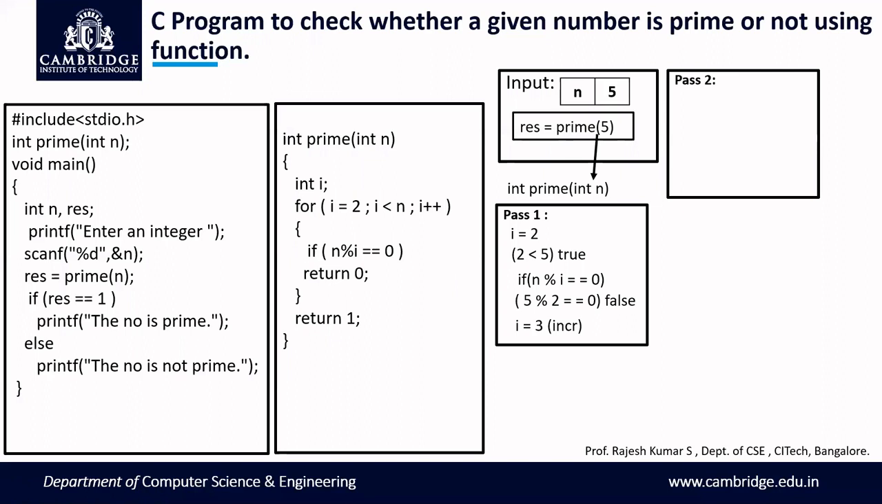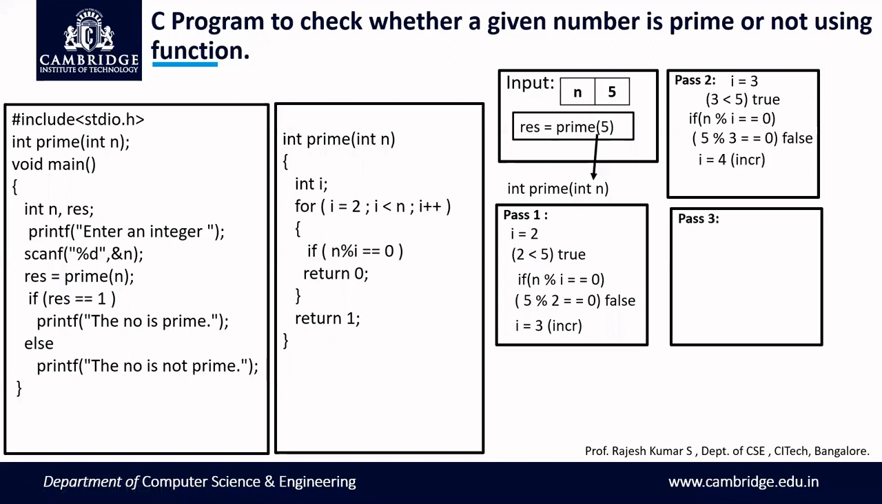In the next pass, we check the condition again: is 3 less than 5? Yes, the condition is true here. So we come inside this for loop and check whether 5 is divisible by 3, that is, 5 mod 3 double equals 0. It is false. Again, we loop back. When I loop back, the i value will become 4, and I'll check for the condition.